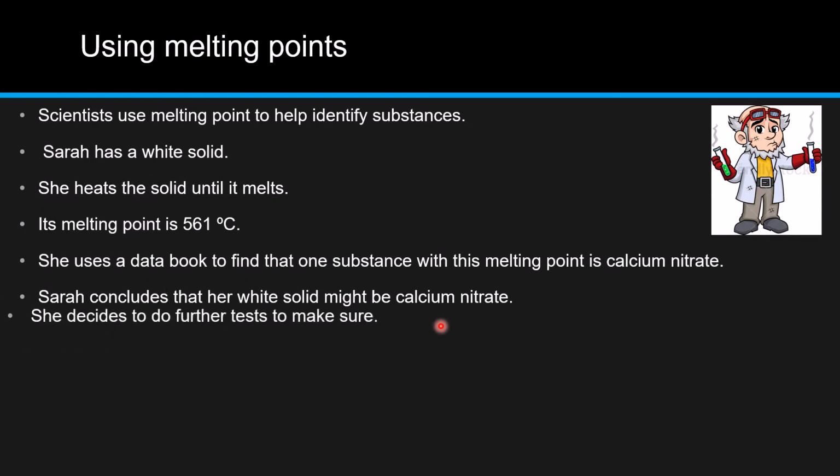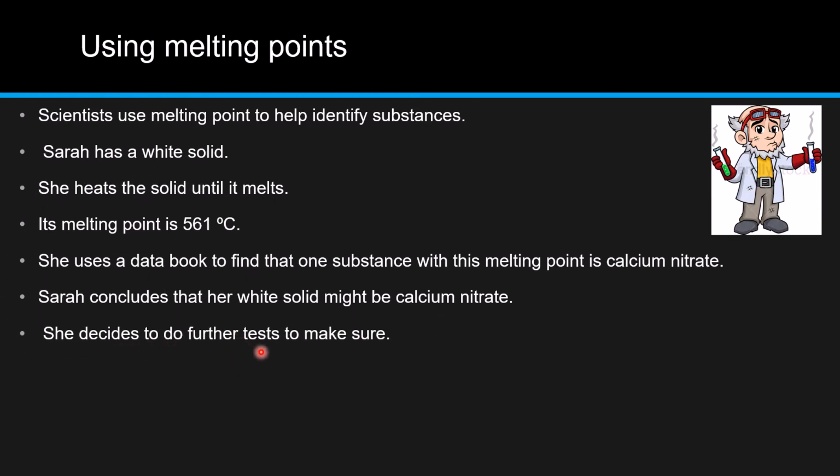So she just has a prediction right now. She decides to do further tests to make sure. What she does is repeat the investigation to make it a fair test. And if she gets the same result, then she concludes that her prediction is correct.